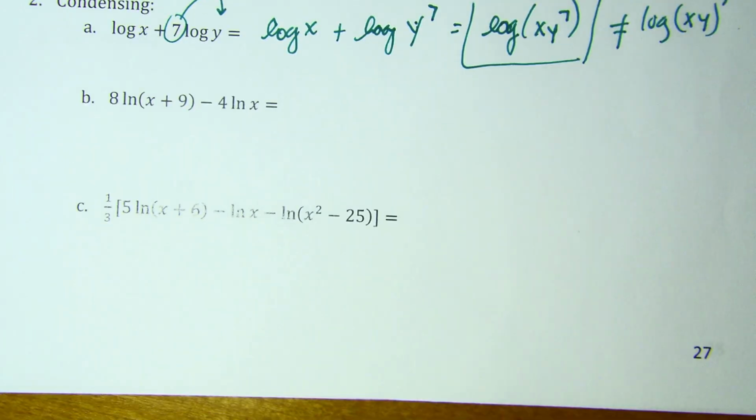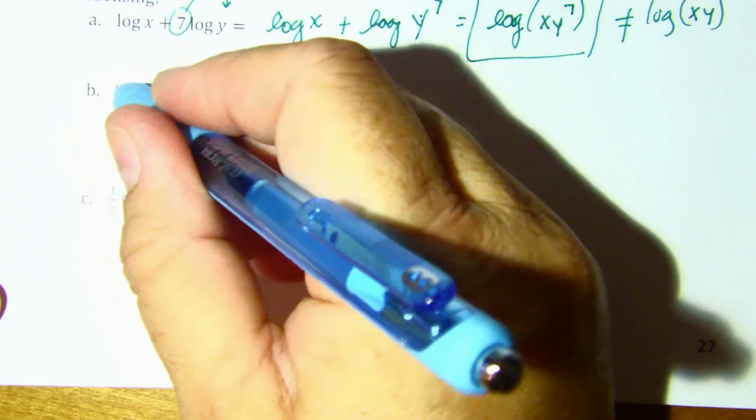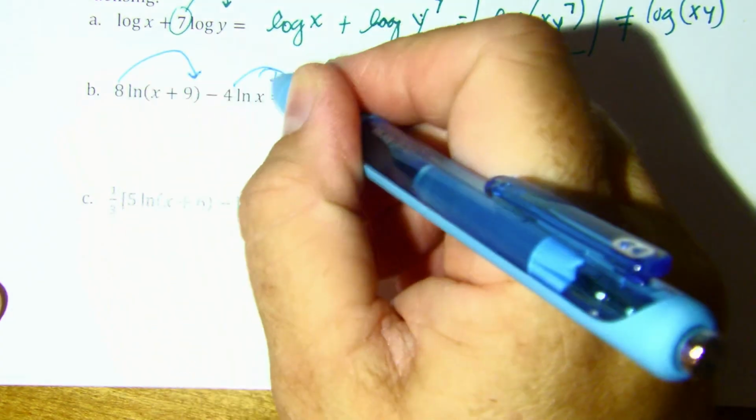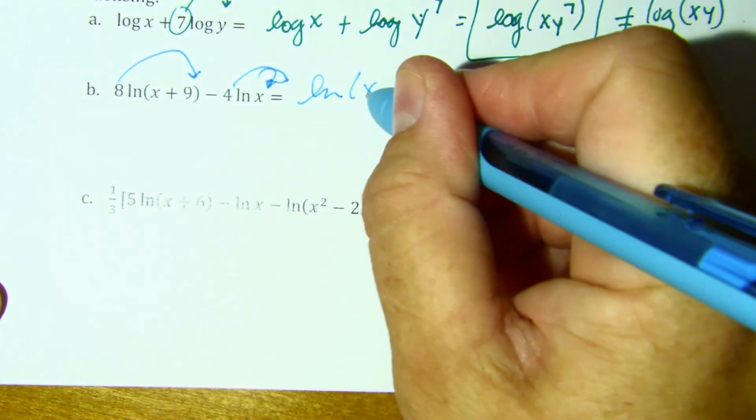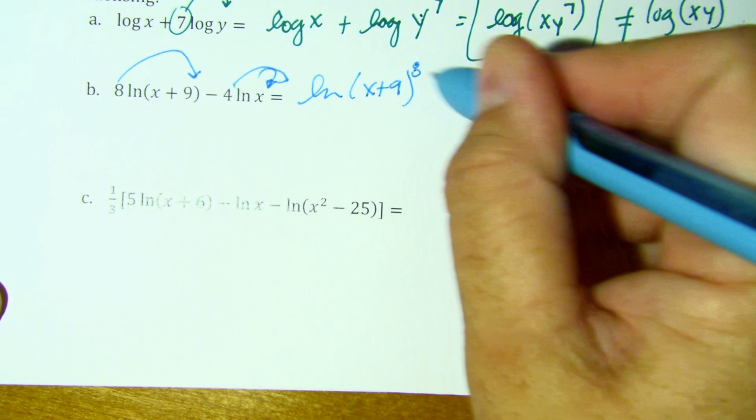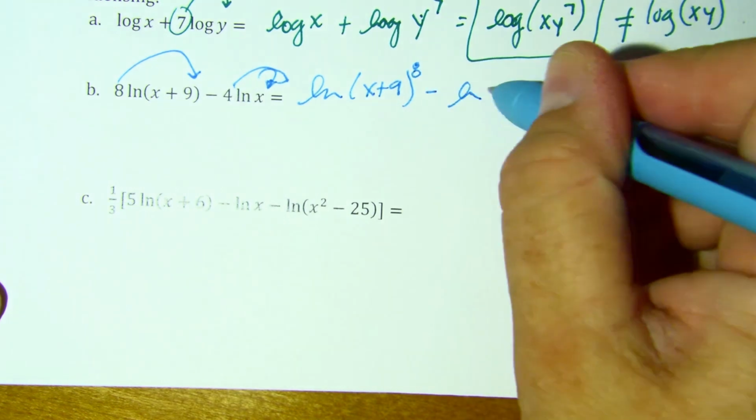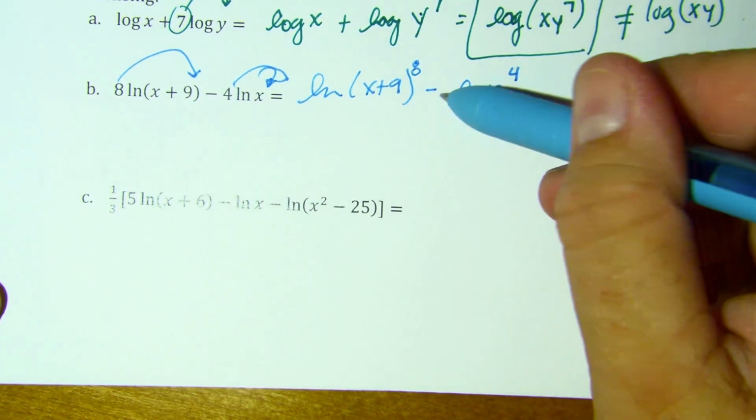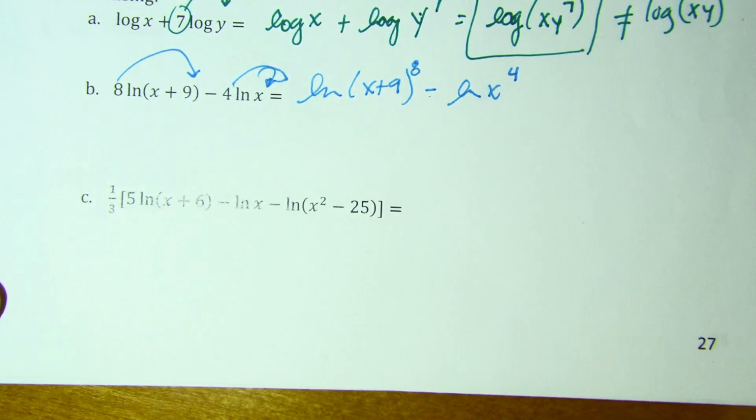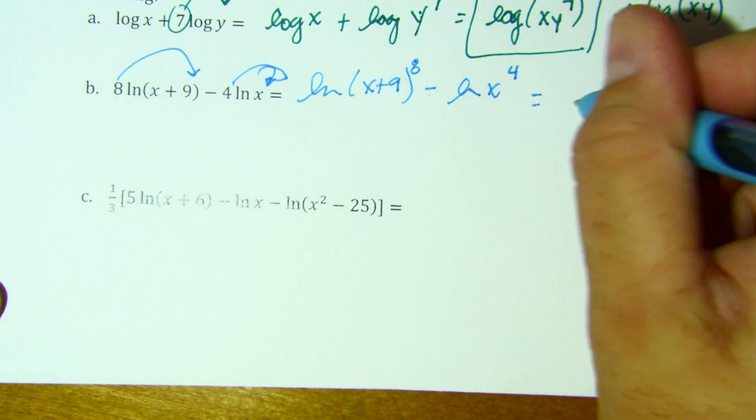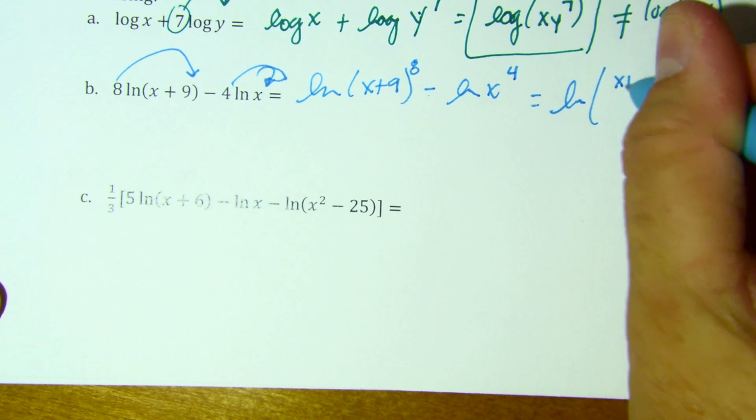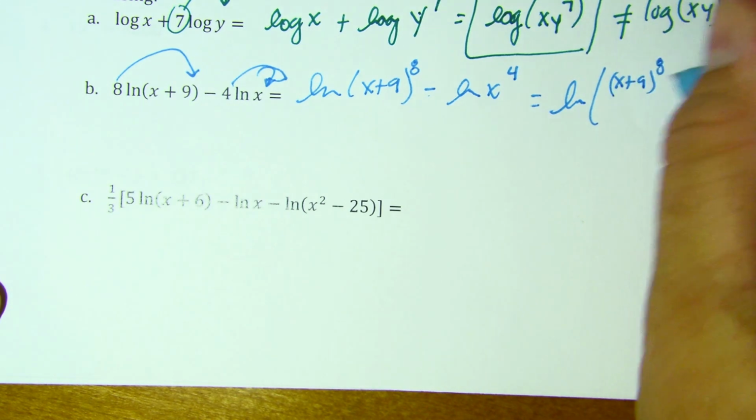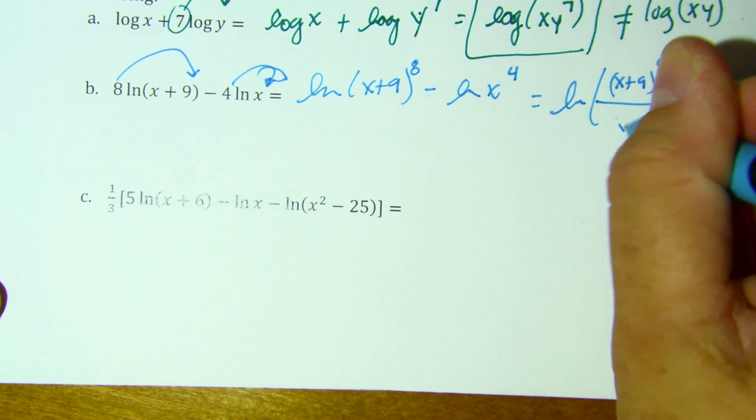All right, the next one, we have these exponents here that need to go up top. So the 8 goes back up here, and the 4 goes back on the x. So I will have the natural log of x plus 9 to the 8th power minus the natural log of x to the 4th power. And anything that is expanded with subtraction will then go to the denominator. So this will become the natural log of x plus 9 to the 8th power over x to the 4th power.